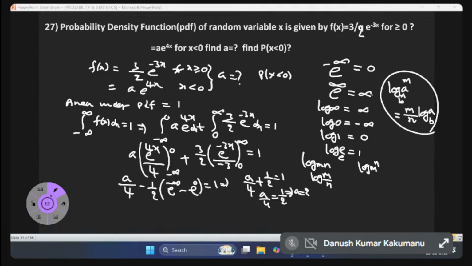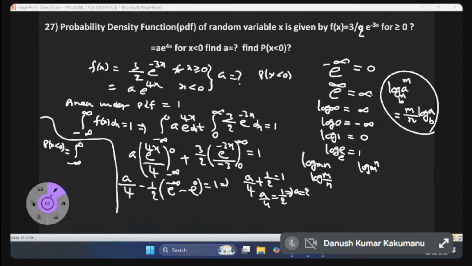Then after getting the A value, what is the next bit we have? P of x less than 0. Two bits are there in this. One is A value, another is P of x less than 0. All of you understanding? Tell me how to get P of x less than 0. It is also a CDF, but what are the limits here? Minus infinity to 0.